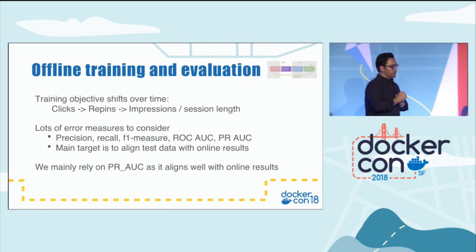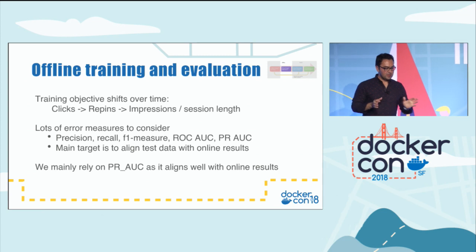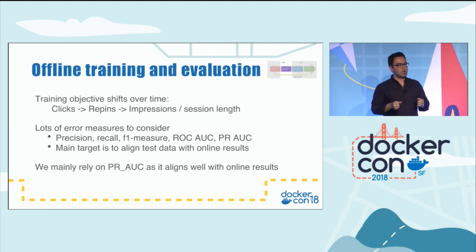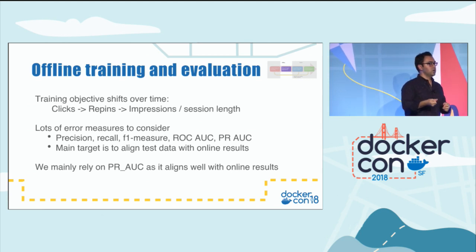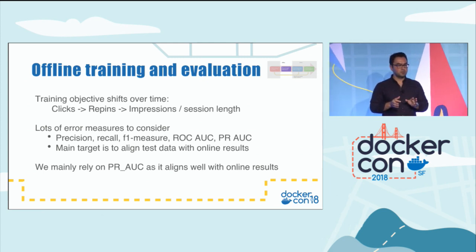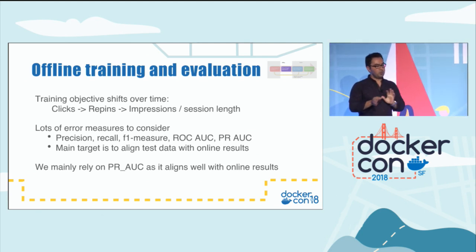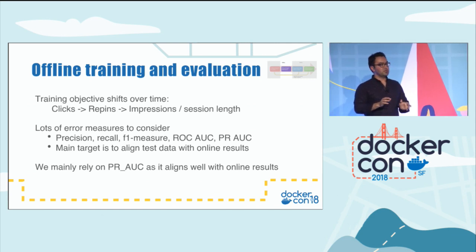All right, so another thing I want to talk about, the second step where we do offline training and evaluation, is our training objective shifts over time. So remember we talked about the importance of defining which labels are important. We do use cross-entropy loss, but we don't just use the output of that to backpropagate in the neural net. We do apply different weights on each label, and most of these weights are hand-tuned.